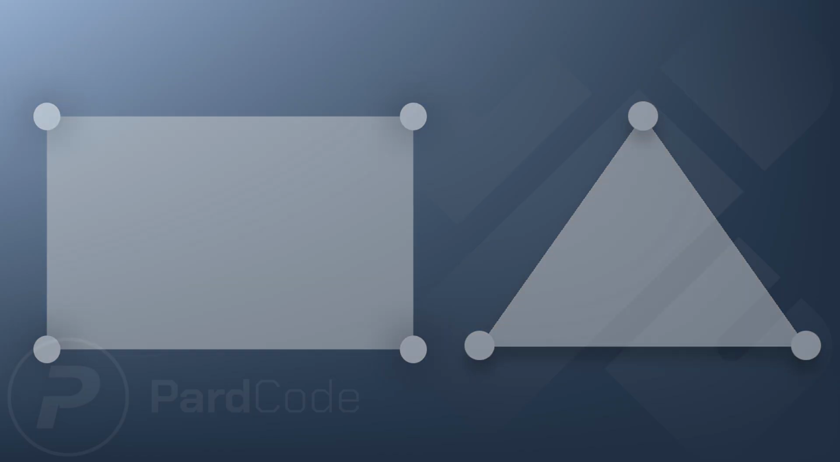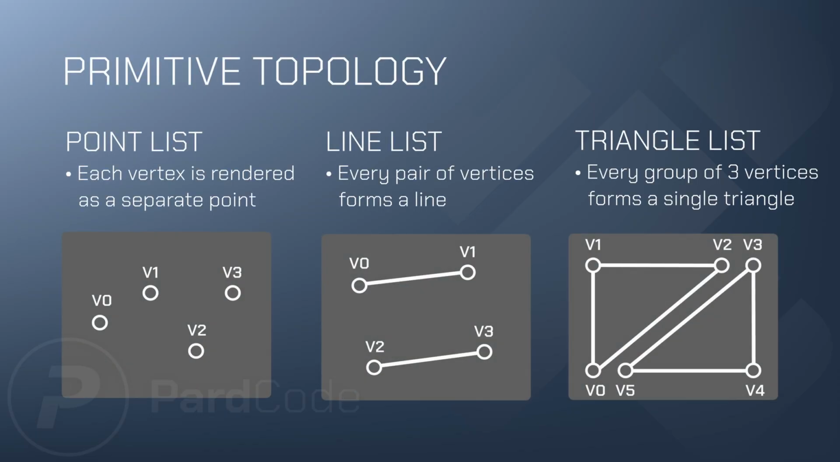The primitive topology tells the GPU how to interpret the list of vertices, which we provide through the vertex buffer, in order to form geometric shapes such as points, lines, or triangles. We can choose between different types of primitive topologies: the point list, where each vertex is rendered as a separate point; the line list, where every pair of vertices forms a line; and the triangle list, where every group of three vertices forms a separate triangle. There are other options too, but for now, these are enough to grasp the basic idea.